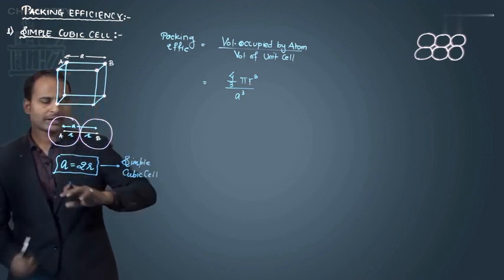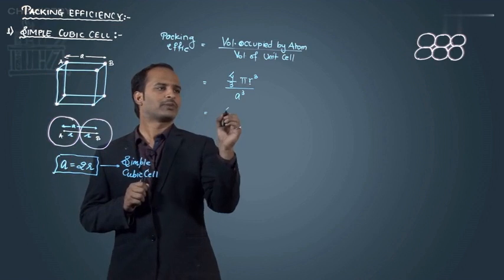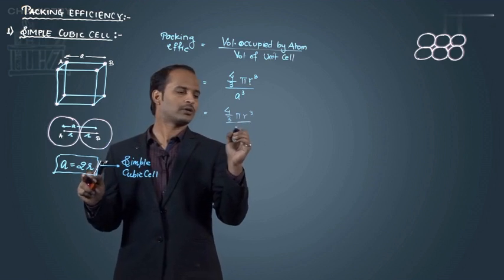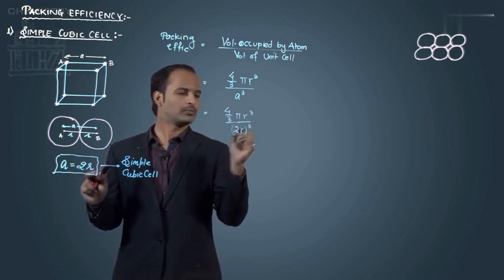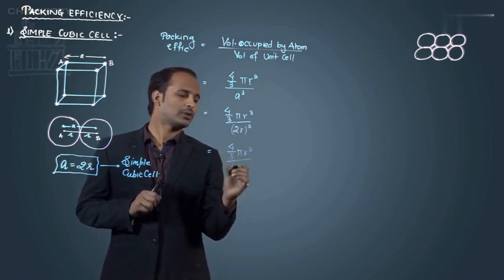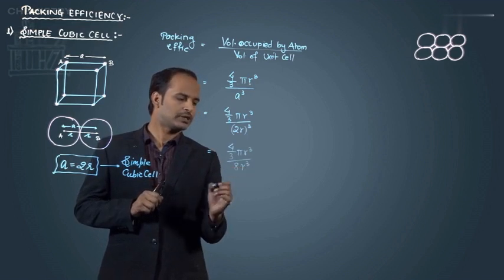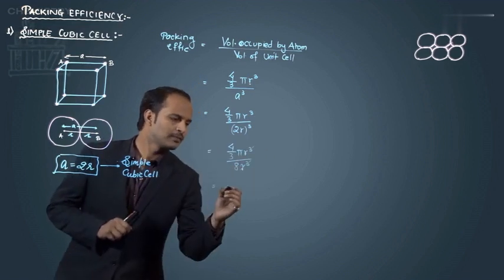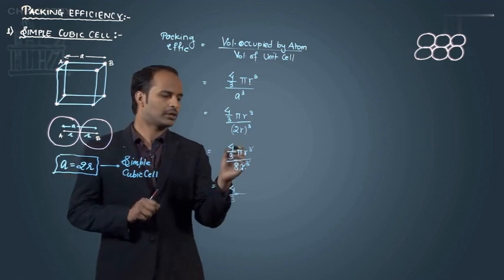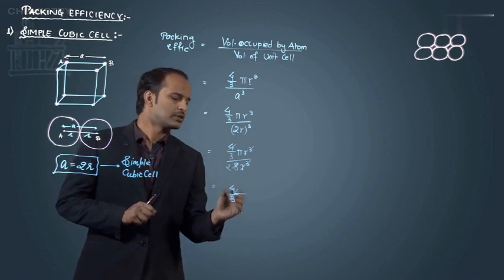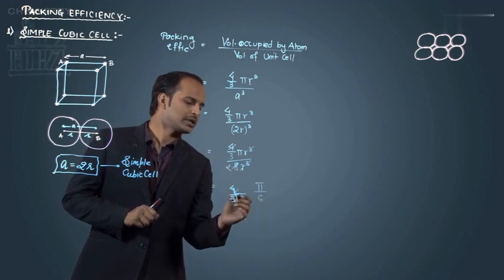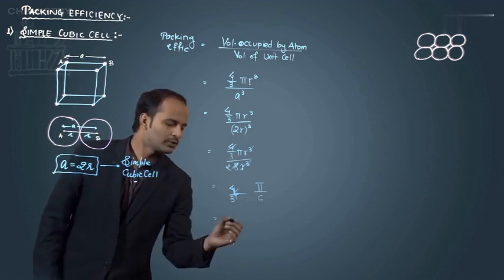Now we can substitute this value here. So we will get 4 by 3 pi r cube upon A cube. A cube is nothing but 2R cube, since we got the relation. So it is 4 by 3 pi r cube upon 2R cube. 2 cube is 8 r cube, and r cube will get cancelled. So finally I will get 4 by 3, or I can say here 4 ones are 4, 4 twos are 6, so I can write pi upon 6, which is equal to 0.524.